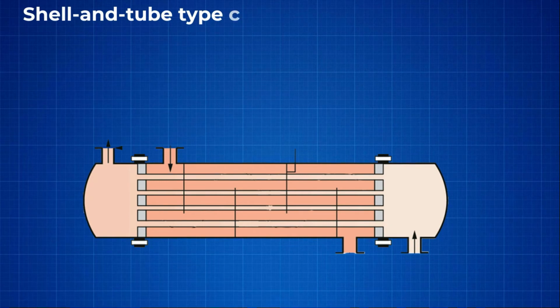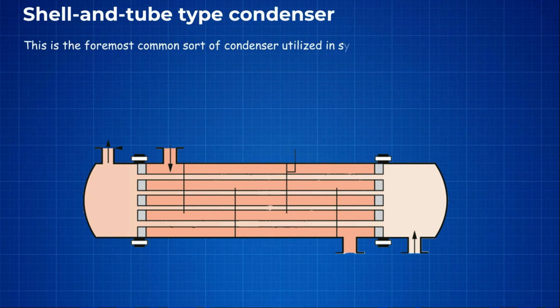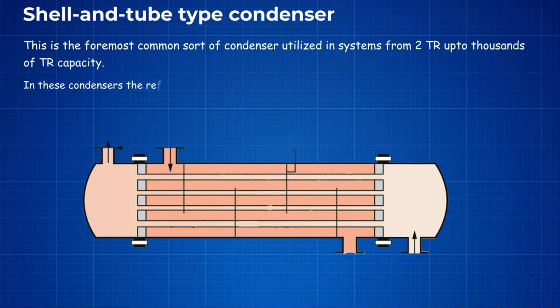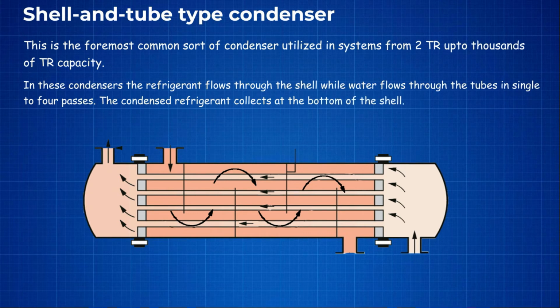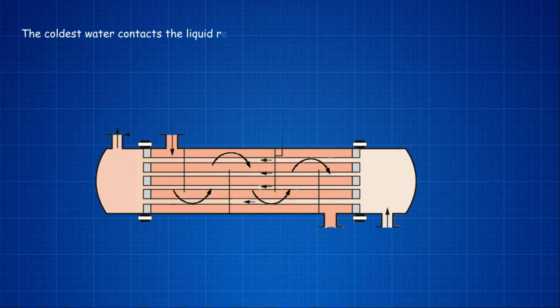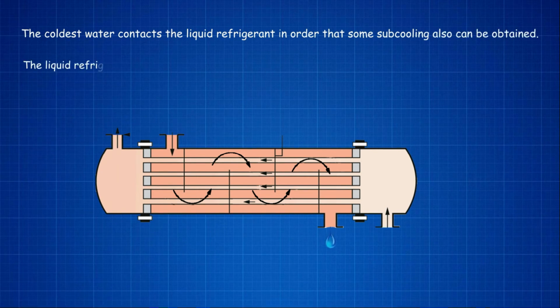Shell and tube type condenser. This is the most common type of condenser utilized in systems from 2 TR up to thousands of TR capacity. In these condensers, the refrigerant flows through the shell while water flows through the tubes in single to 4 passes. The condensed refrigerant collects at the bottom of the shell. The coldest water contacts the liquid refrigerant so that some subcooling can also be obtained. The liquid refrigerant is drained from the bottom to the receiver.